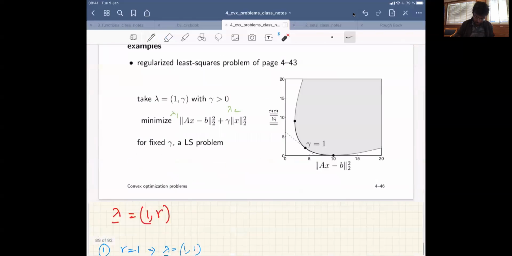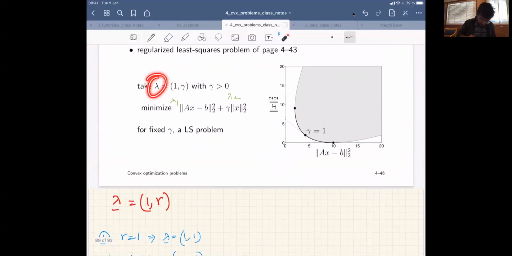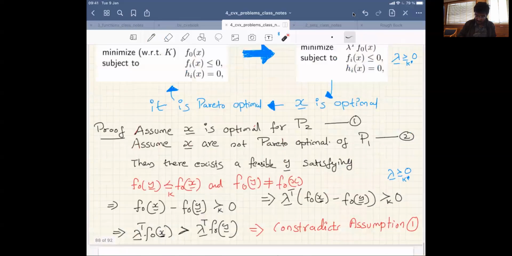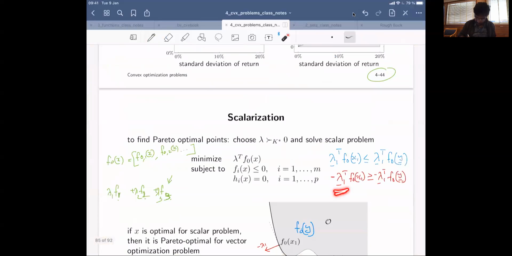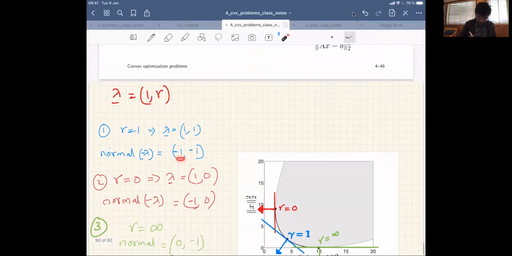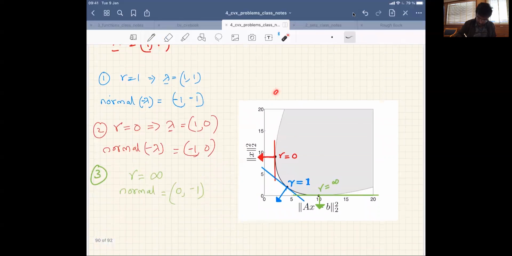Coming to our problem, let's see what happens if you pick different lambdas. Lambda is now in this form 1 r. When you make r equal to 1, that means lambda equal to 1 1. That means the normal is minus lambda, so in this case the normal will be minus 1 minus 1. To find that point, draw a line, the hyperplane, and just see where it is touching. So that is this point. This is the Pareto optimal point corresponding to this lambda.